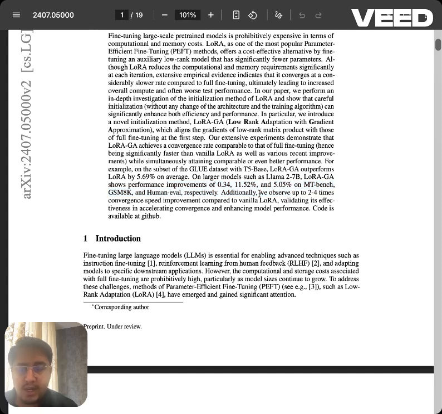Moreover, what's more exciting is that since the initial argument was for convergence, the authors here note that we observe up to 2 to 4 times the convergence speed improvement compared to vanilla LoRA, validating its effectiveness in accelerating convergence and enhancing the model performance.